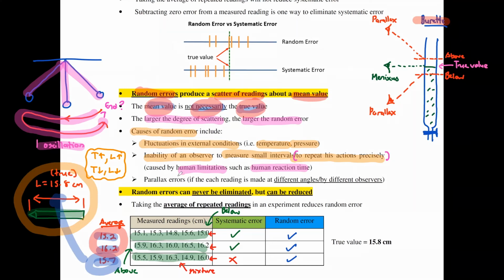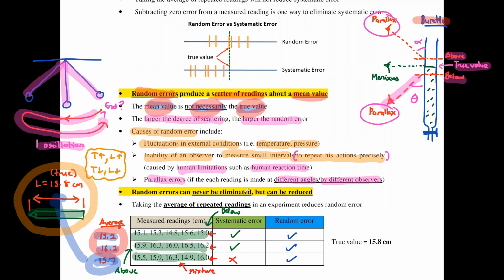The last cause of random error could be parallax errors, provided that the readings are made at different angles by different observers. Earlier, we said that systematic error can be caused by parallax error if it's always made by the same observer at roughly the same angle. However, if the readings are now taken at different angles by different observers, we would now have readings that are always above and below the true value. So we now have random error, not systematic error.